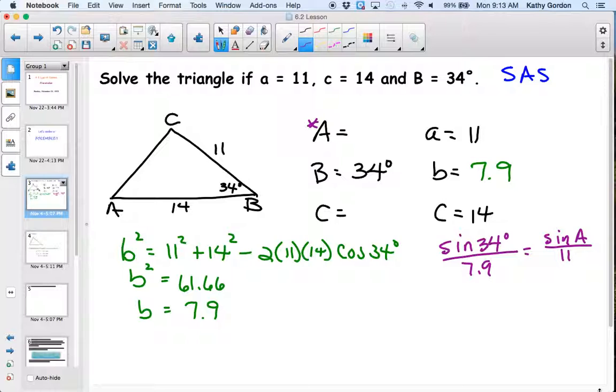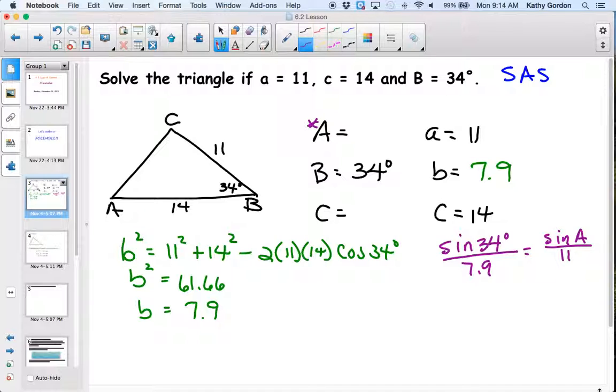So if we take 11 times the sine of 34 and then divide by 7.9, what is that equal to? The result that you get from taking 11 times the sine of 34 degrees and dividing it by 7.9. What is that actually equal to? The sine of A.